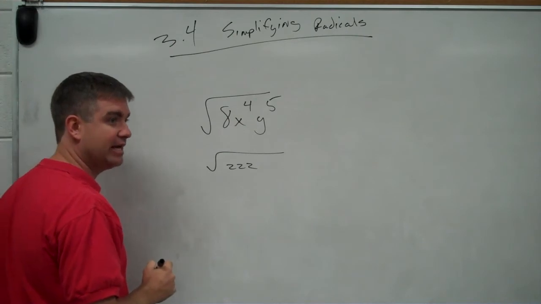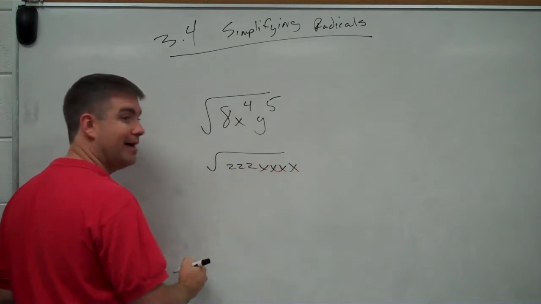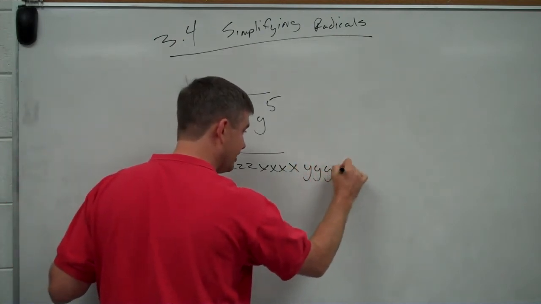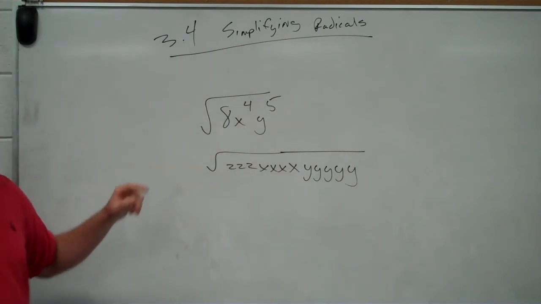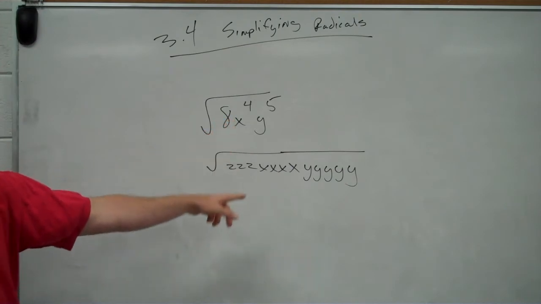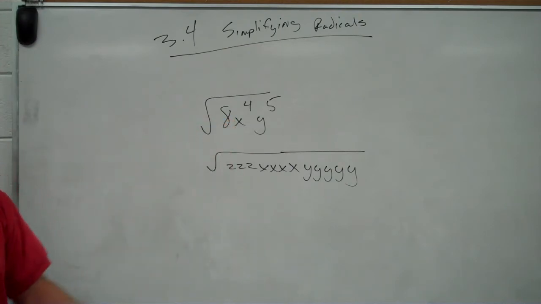How many x's do we have? 4. 1, 2, 3, 4. How many y's do we have? 1, 2, 3, 4, 5, right? I don't want to have to do this all the time. What if that was x to the 14th and y to the 15th? I don't want to have to write out 14 x's and 15 y's. We'll talk more about that in a minute.